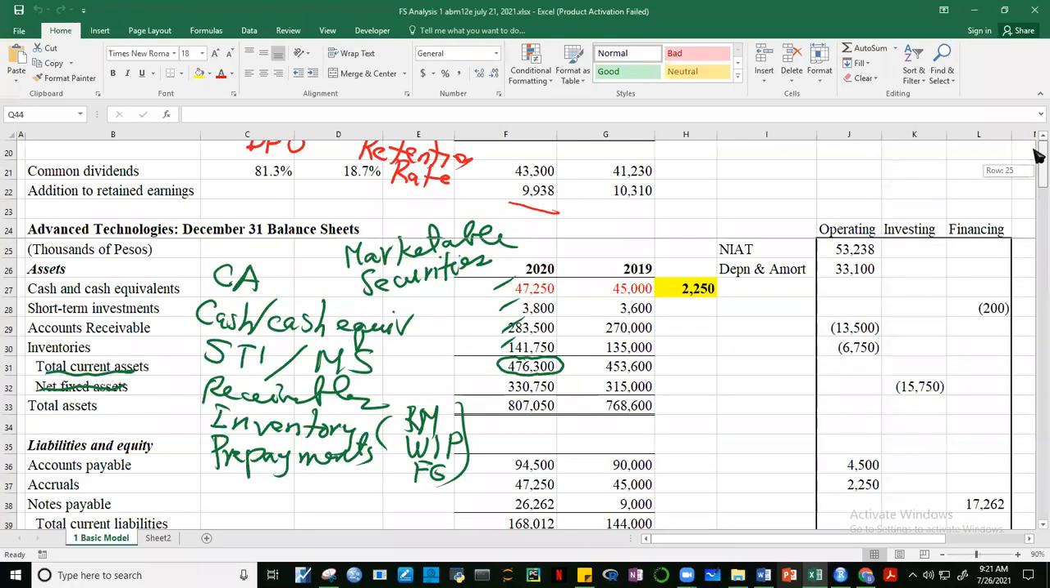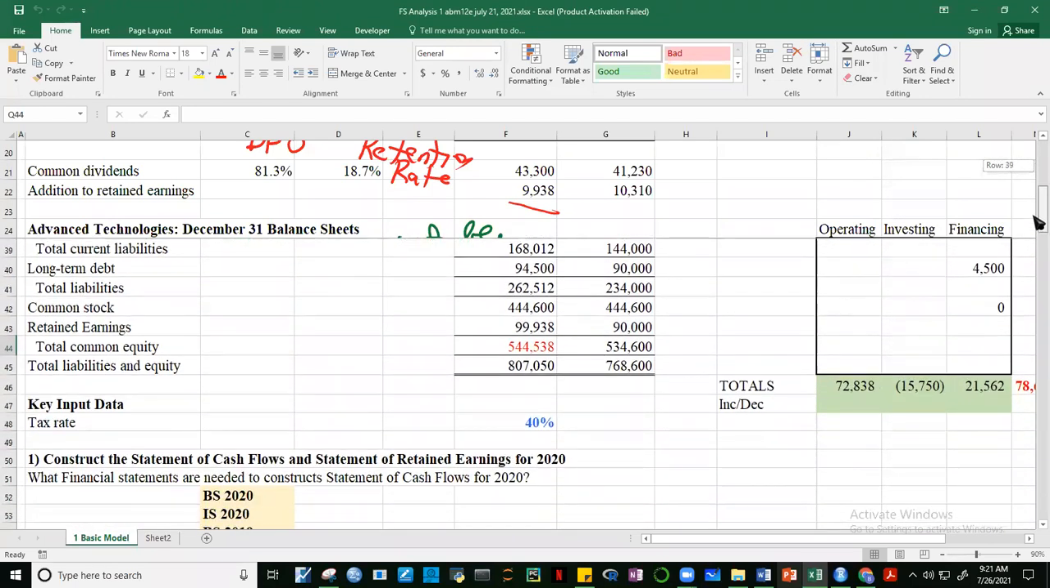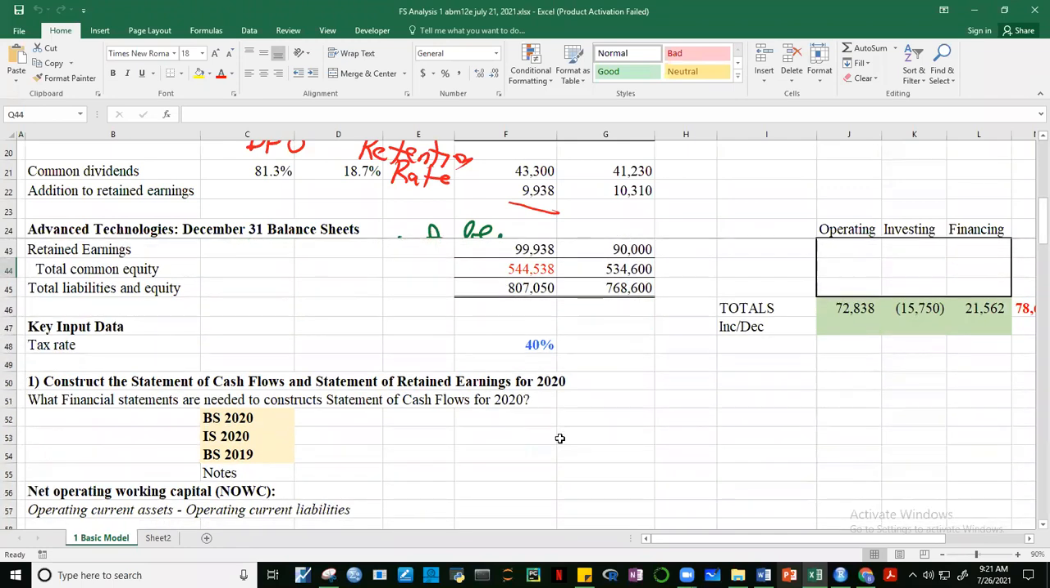What we have been doing in the past session was to do a template for our statement of cash flows. By way of review, we said that in order to construct our statement of cash flows, we need the balance sheet of the current year, the income statement of the current year, and the balance sheet of the previous year.